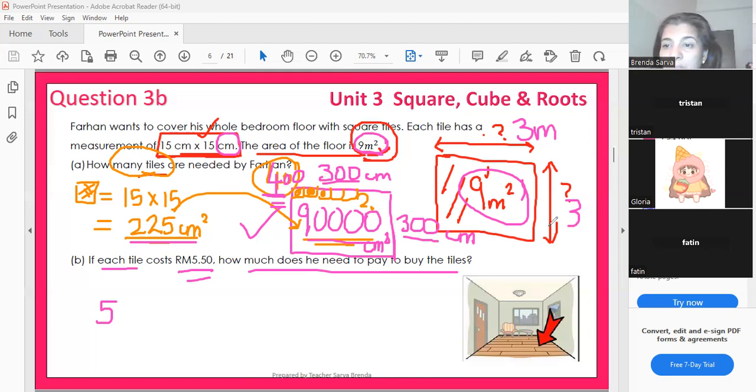Why not? How do we get 3 meter? What times what gives you 9? Okay. Area. Remember area. So 3 times 3 gives you 9. The 3 meter changes to 300 centimeter. Then I get the area for this, which is 90,000 centimeter squared. Then I take the 90,000 divided by the area of every tile, which is 225. And then I get how many tiles, which is 400.